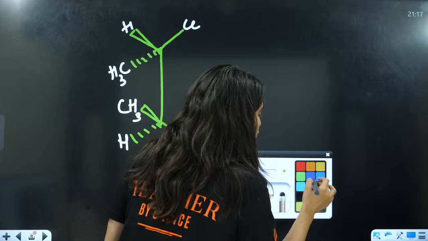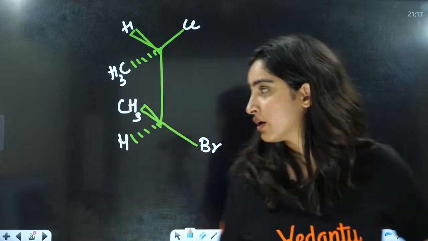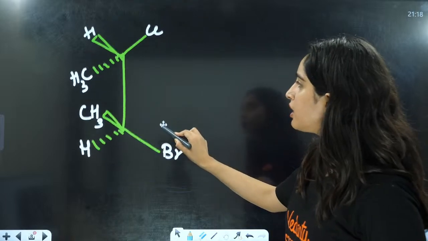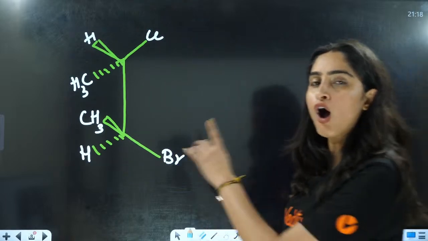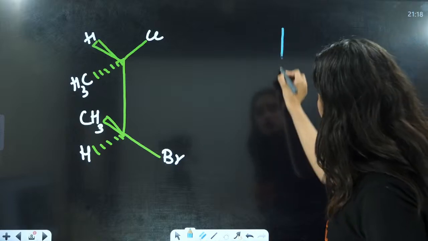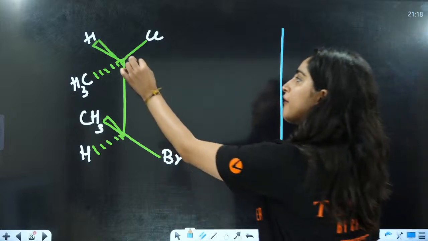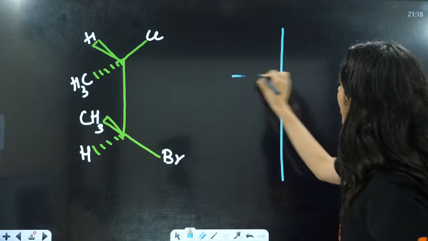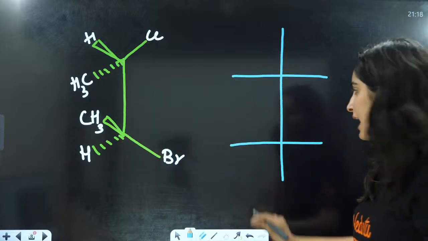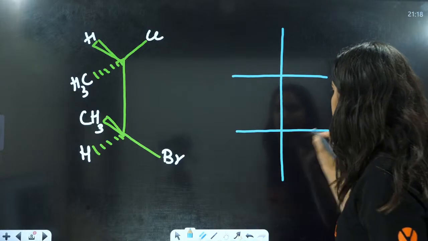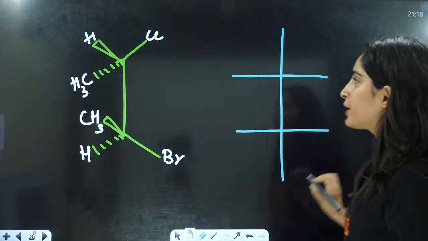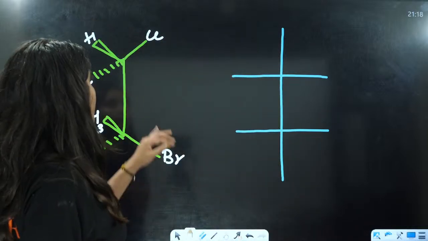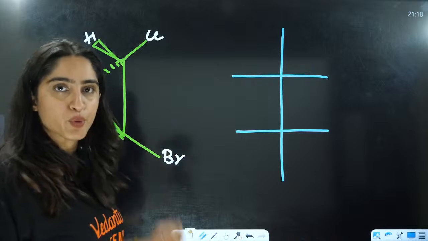Now draw the Fisher projection for this particular structure. Just draw the line here, because you have two atoms here, 1 and 2 atoms here. Draw two lines here. You have drawn two lines. Next thing that we are going to do here is, here we have chlorine, here you have bromine.